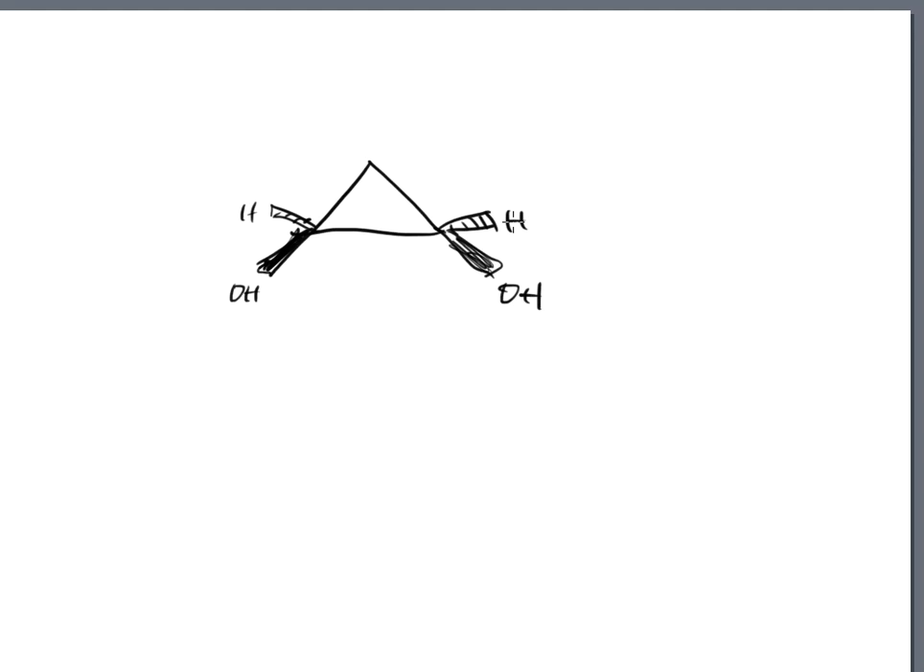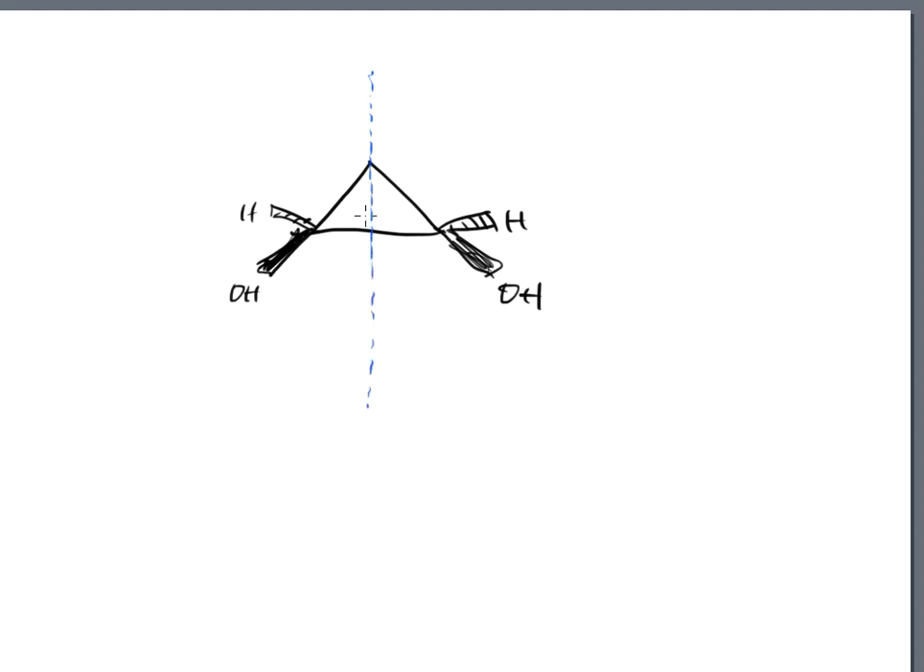Does this have a plane of symmetry? Well, if you cut that molecule out and you try to fold it, either vertically or horizontally, will you be able to get everything to overlap? And the answer is yes. This is also a meso compound. And the way that you could fold it is right here in the middle.